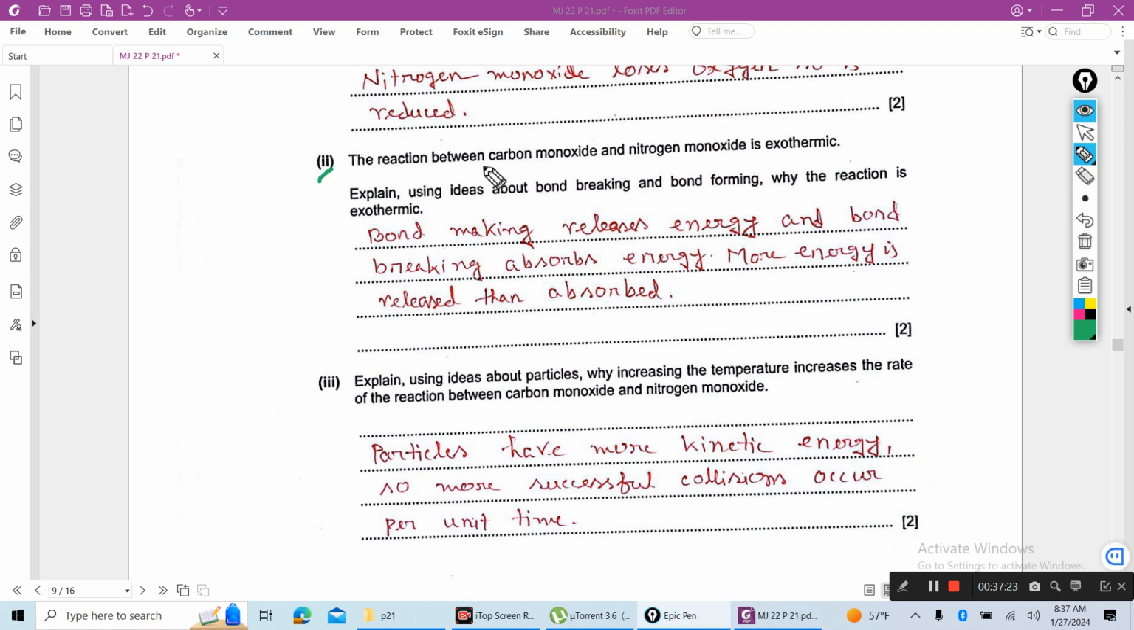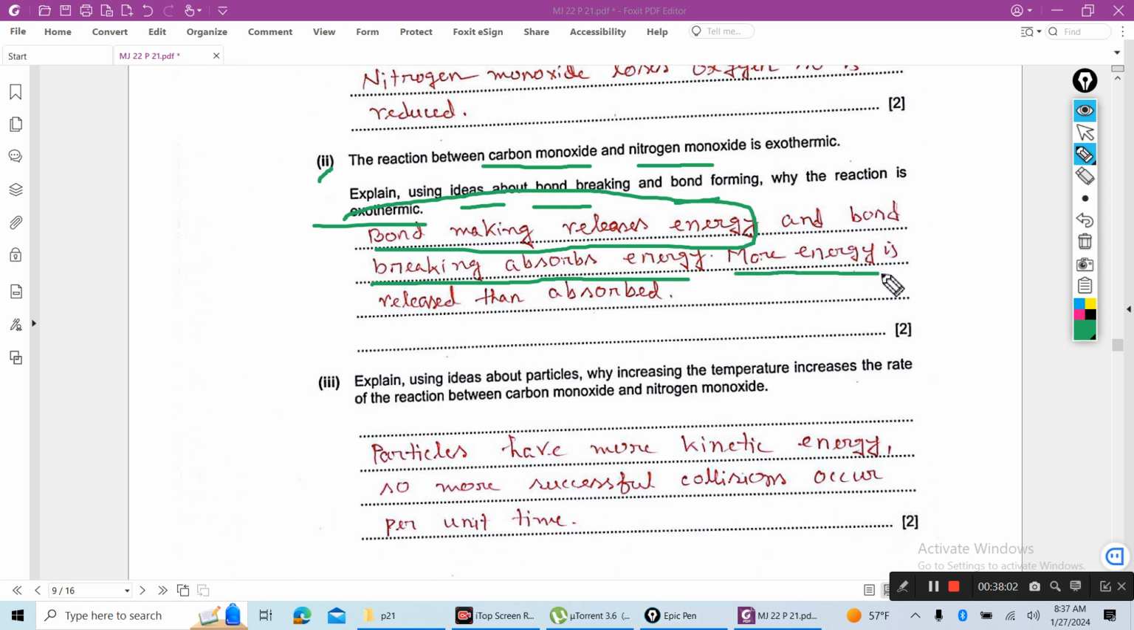The reaction between carbon monoxide and nitrogen monoxide is exothermic, heat is produced. Explain using ideas about bond breaking and bond forming why this is an exothermic reaction. Bond making produces energy, and in products bonds are formed, and in reactants bonds are broken. For bond breaking, energy is needed. For bond forming, energy is produced.